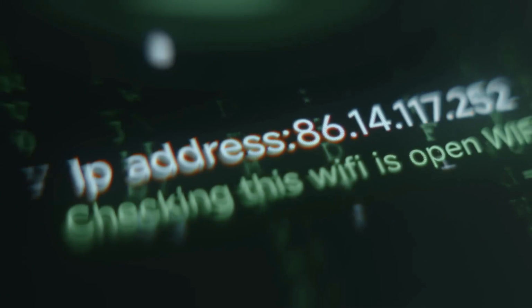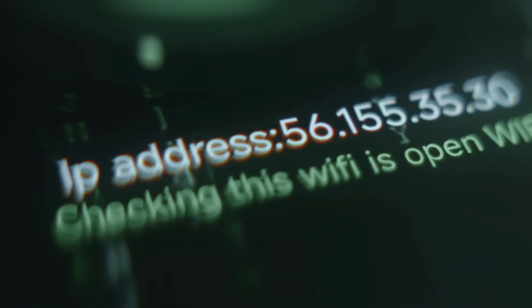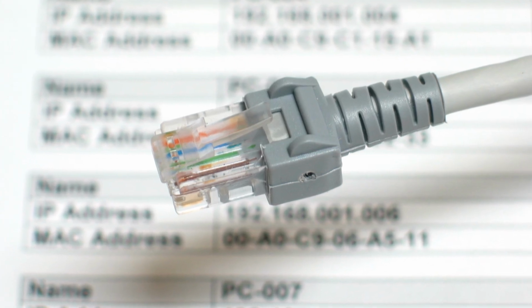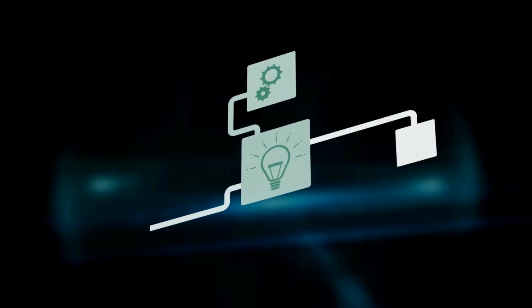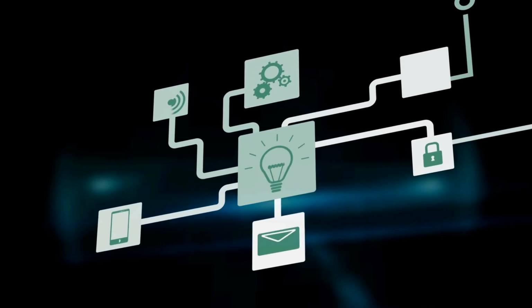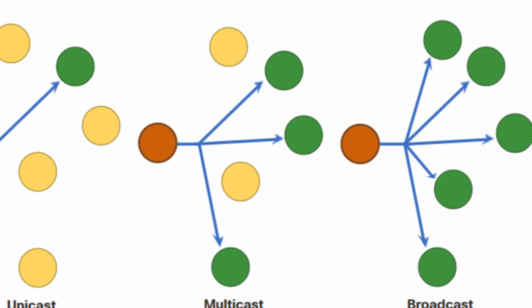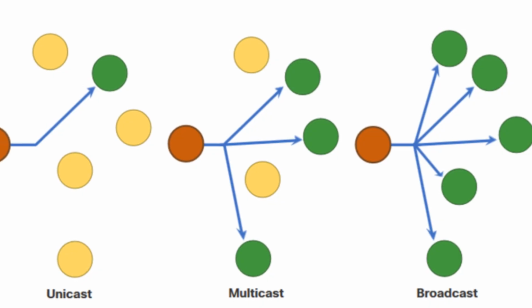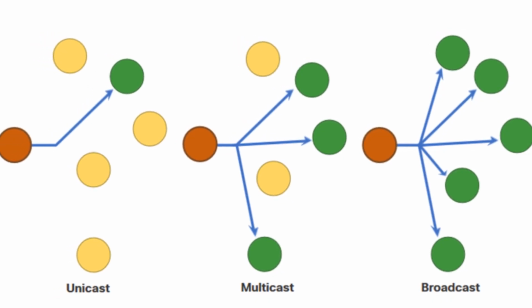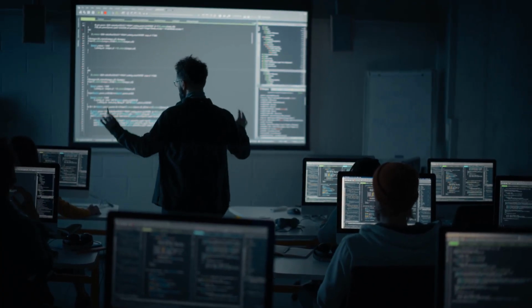We also covered addressing, logical IP addresses for routing between networks, and physical MAC addresses for local delivery, plus the role of the default gateway in forwarding traffic to remote destinations. Finally, we explored how data is delivered to different types of recipients through unicast for one-to-one communication, multicast for one-to-many communication, and broadcast for sending data to all devices on a network segment.